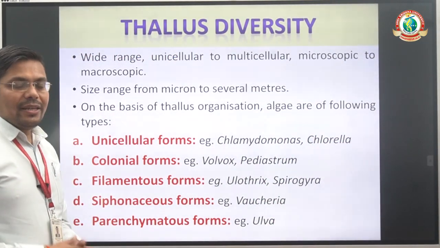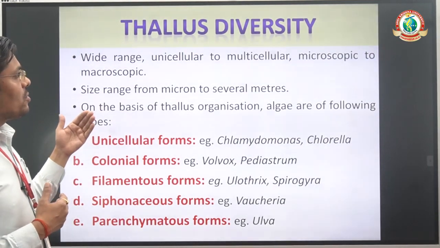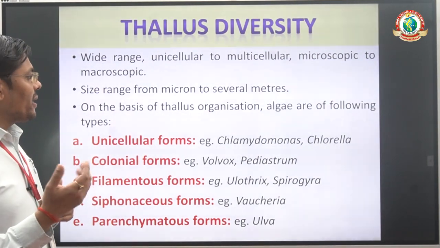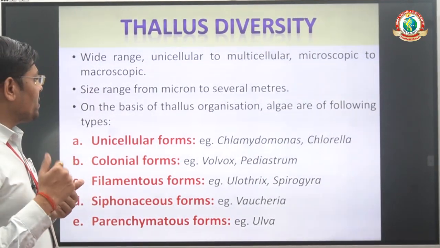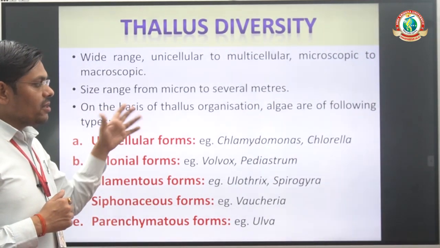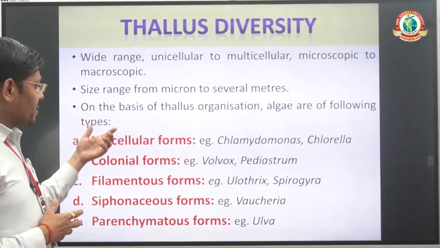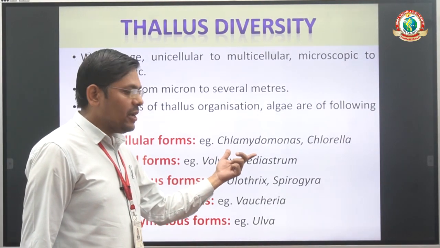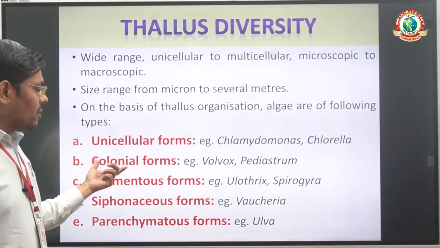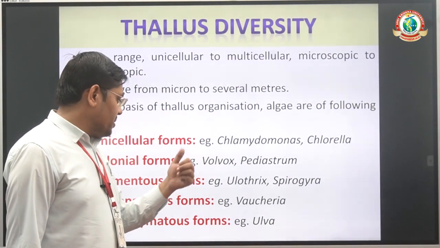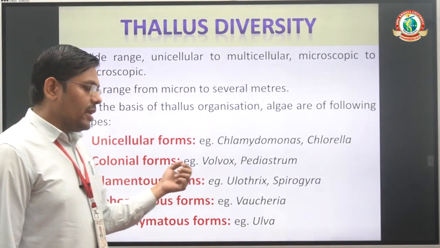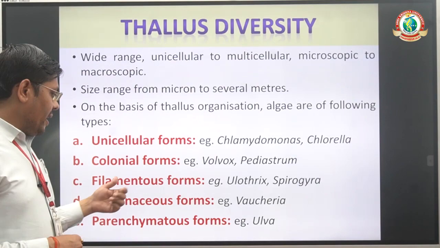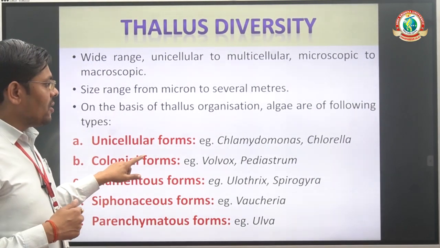Thallus diversity. The range of the thallus is very diverse in algae. It may be unicellular or multicellular, microscopic to macroscopic, from microns to several meters in length. On the basis of thallus organization, algae are characterized into the following groups: unicellular forms, found in Chlamydomonas and Chlorella; colonial forms, found in Volvox and Pediastrum; filamentous forms, found in Ulothrix and Spirogyra; siphonaceous forms, found in Vaucheria; and parenchymatous forms, found in Ulva.